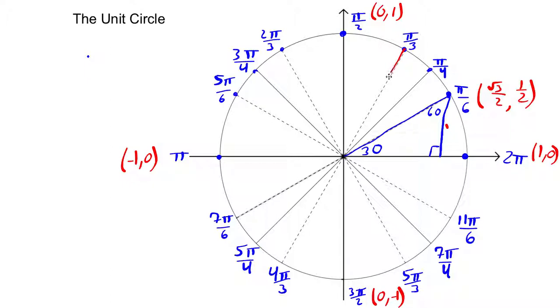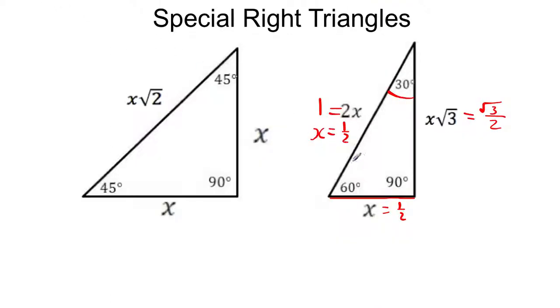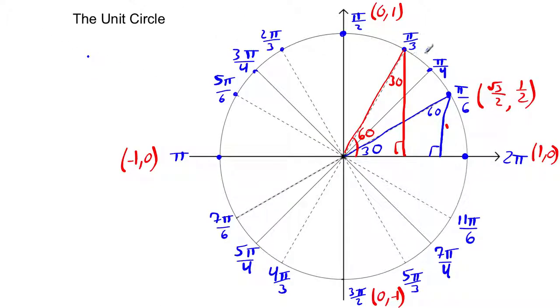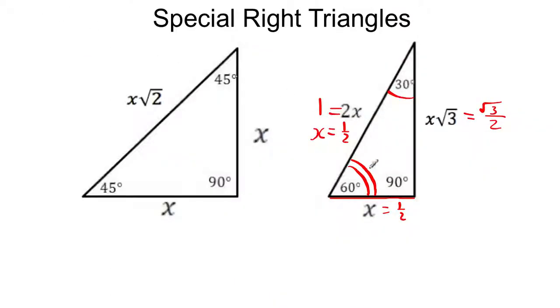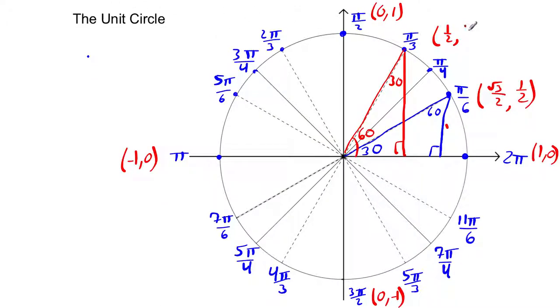We can do the same thing for pi over 3, except now this is our 60-degree angle, and this is our 30-degree angle. So using 60 as our reference angle, the adjacent side is now 1/2. So our x-coordinate is now 1/2, and the opposite side is our y value, which is root 3 over 2. So notice they switch.